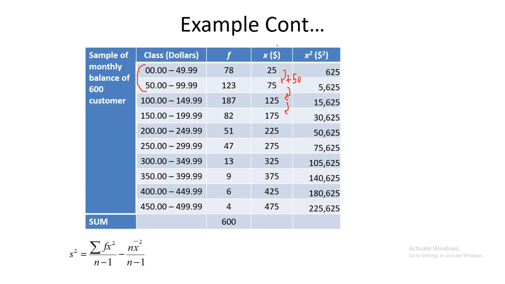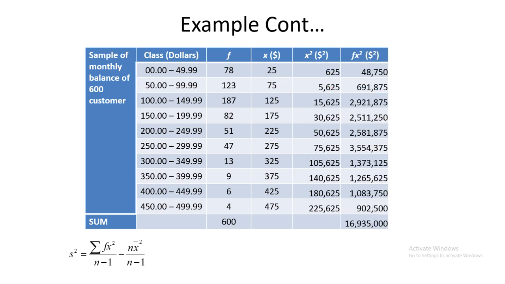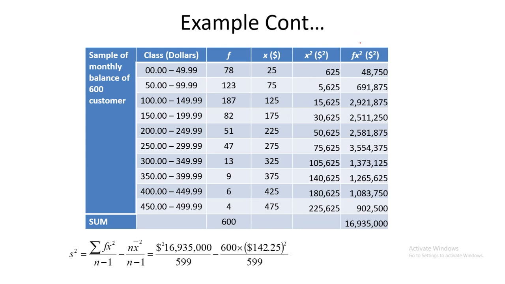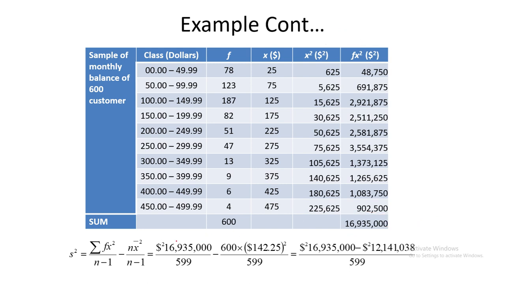Now I got the square. Take the square of each number. You get 25 square is 625. 75 square is this. But because it's a frequency distribution, I cannot take the sum of just x square and x. Okay, this will be wrong. I need to multiply these with f, and get fx square, and then take this sum. This sum is needed. This is summation fx square. Okay, and this will be put here. This is summation fx square which we put here.